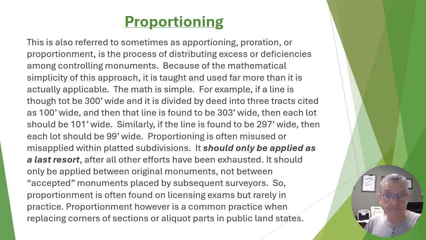But if it's 303 feet wide, everybody gets 101. If it's 297, everybody gets 99. If it's 299.7, everybody gets 99.9. But listen, this is in a lot of exams, this is in a lot of textbooks. It's low-hanging fruit. It's easy math. It's an easy concept to grasp. However, it rarely actually applies in real life.